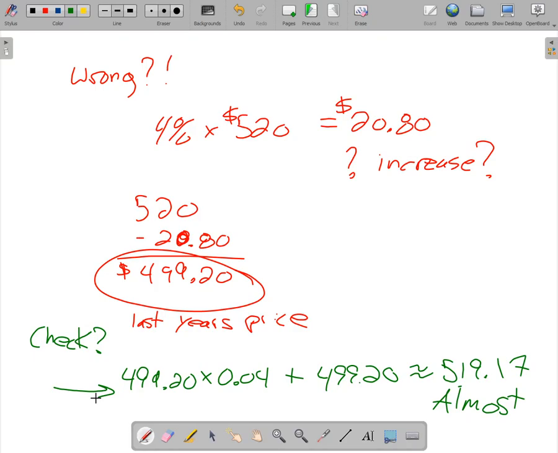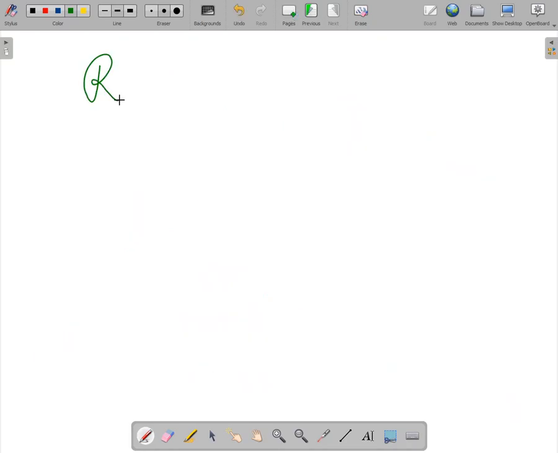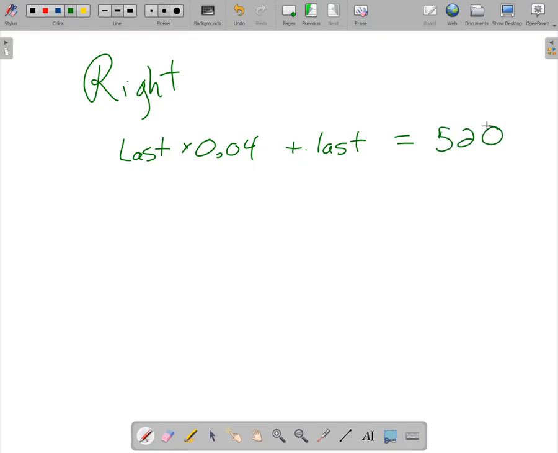The right way to do it would be to take the last year's amount and multiply it by 4%, and then what? Once I get that percent increase, what do I do with it? Add it back on. And that right there is how I calculate the 520. What does the 4% get multiplied by? The 520 or something else?